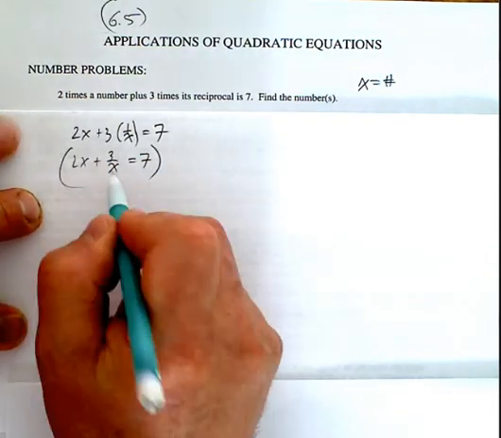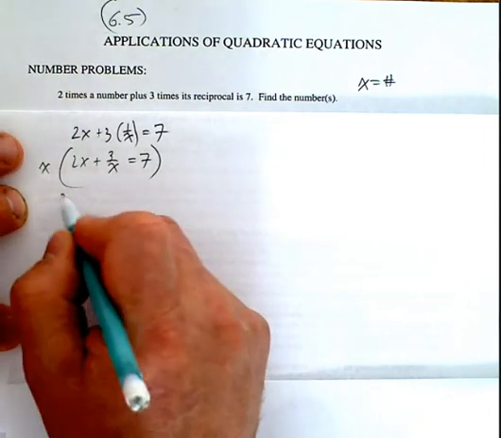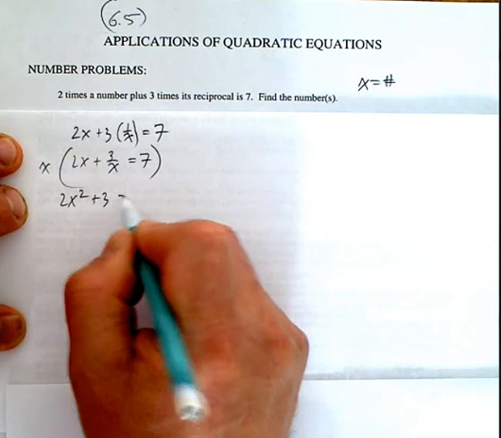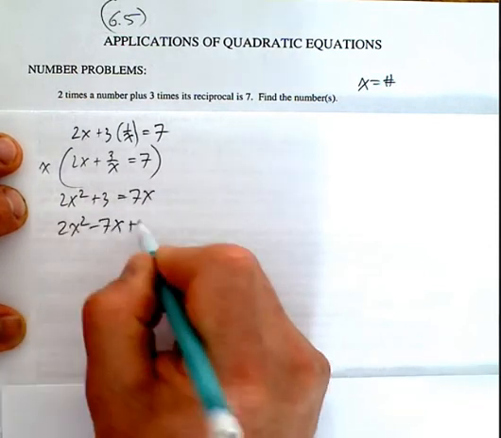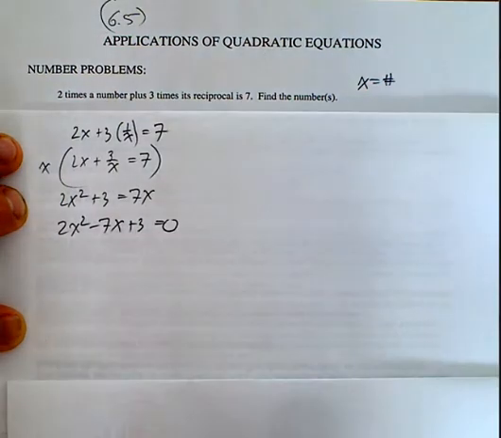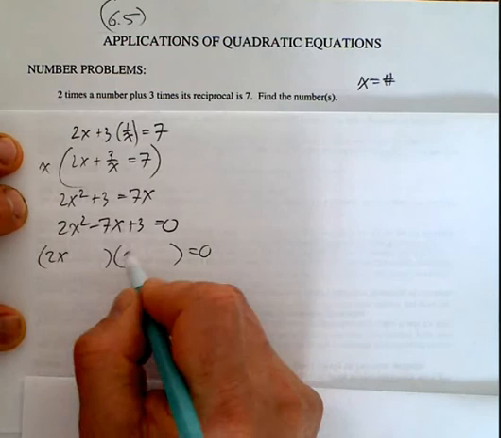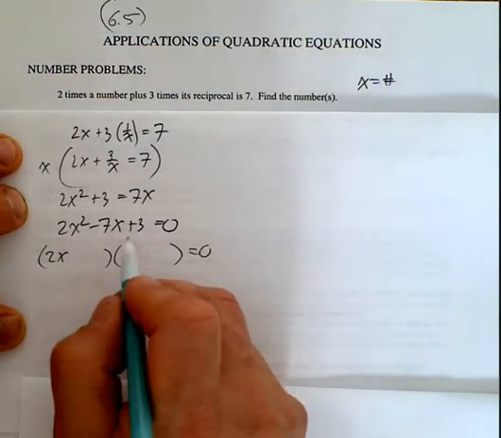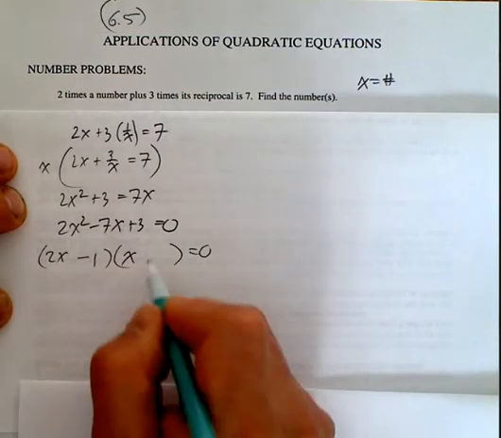You want to get rid of the denominator, you multiply everything by x. So that gives me 2x squared plus 3 is equal to 7x. You now rearrange it so you get a quadratic equation, equate it to 0, and factor it. So 2x and x, right? Take a sec, see if you can figure it out. Minus 1 and minus 3 would be the answer.